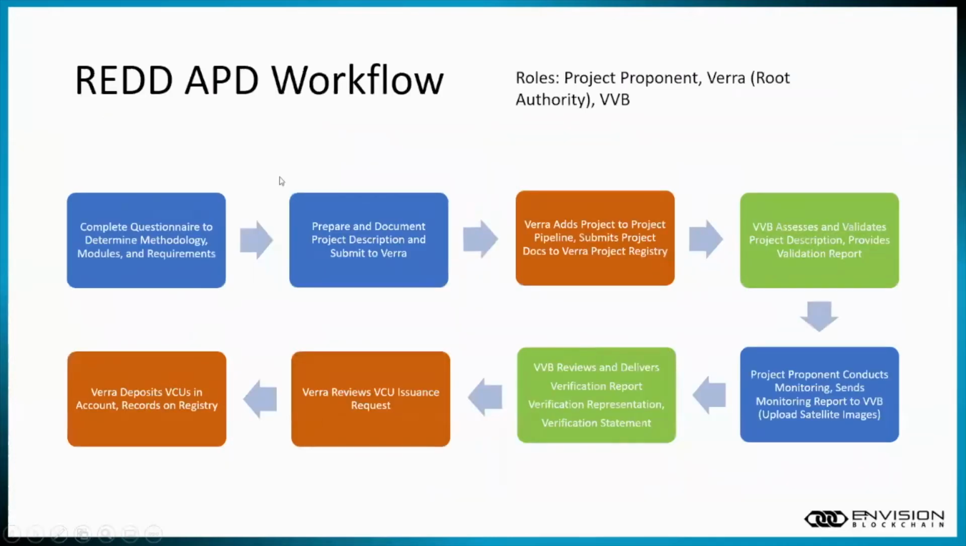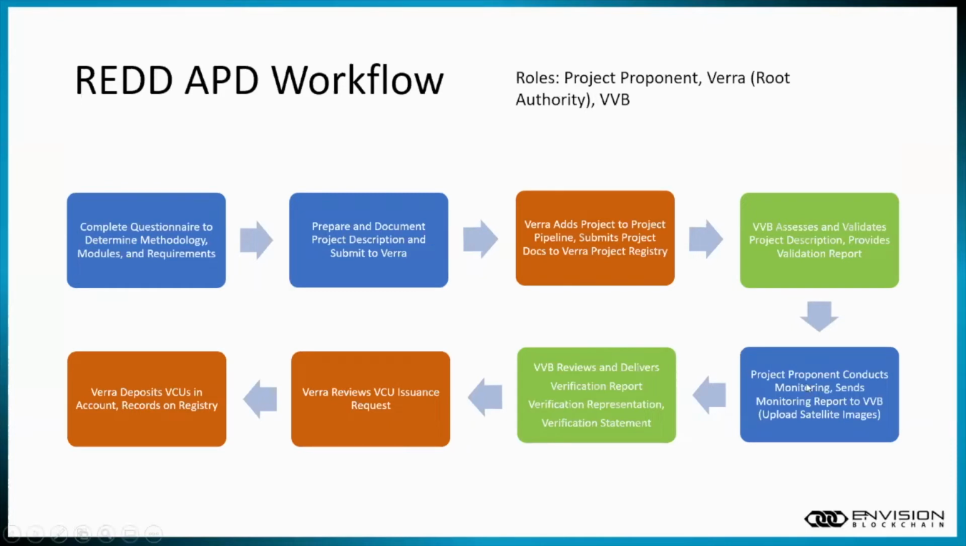The general workflow for a Red Plus project generally starts with the creation of the project description, which is to be submitted to Verra. Verra will add it to the project pipeline along with the documentation to the registry. The project proponent will then contract a VVB, and the VVB will assess and validate the project, basically validating that the project activities and details are in alignment with the VCS standard and the Red methodology.